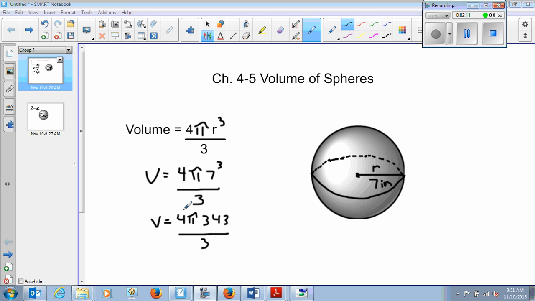So now I'm ready to multiply 4 times pi times 343. So after I multiply 4 times 3.14 times 343, we end up with 4,308.1. We now need to divide that by 3, and we'll have our final answer. After I divide that by 3, I'm left with 1,436.03, and this is always measured in cubic units, or inches cubed.